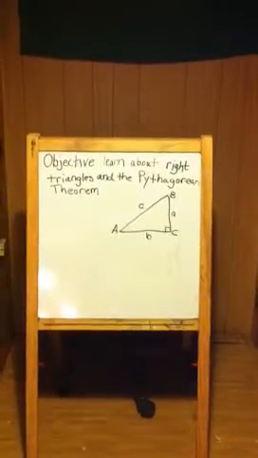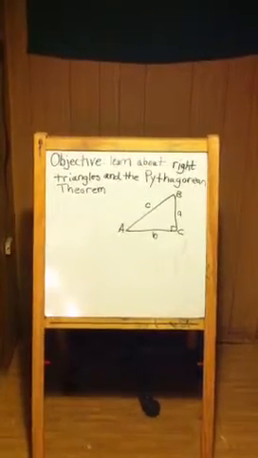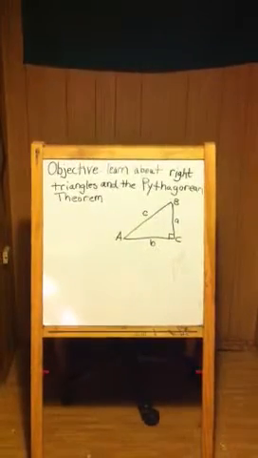Omar Chandler, Lesson 3. How you doing, class? Good. In the previous lesson, we discussed perimeters and areas. Today, we'll be learning about right triangles and the Pythagorean theorem.